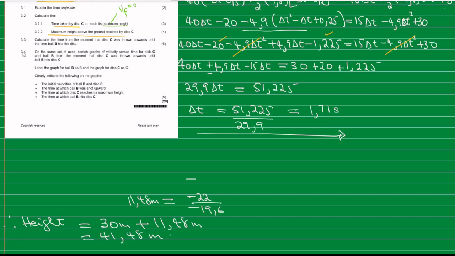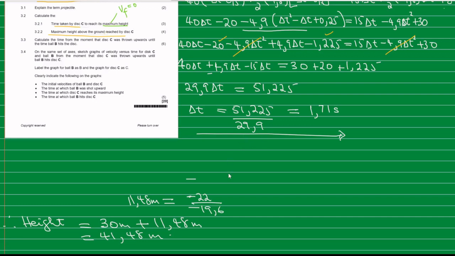Then continuing to 3.4. On the same set of axes, sketch graphs of velocity versus time for disk C and the ball B from the moment that disk C was thrown upwards until ball B hits disk C. Label the graph for ball B as B and the graph for disk C as C. Clearly indicate the initial velocities of ball B and disk C, the time at which ball B was shot upward, the time at which disk C reaches its maximum height, the time at which ball B hits disk C. Okay.